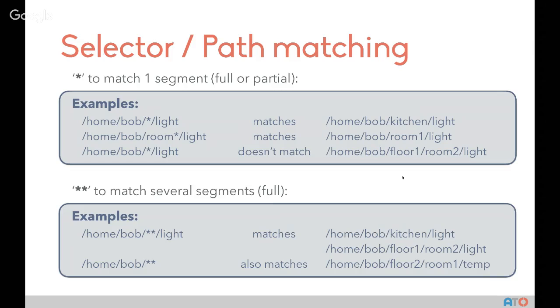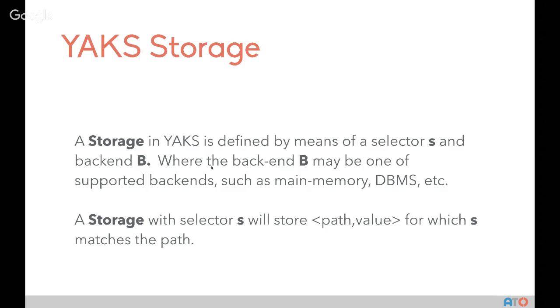So just a quick slide on selector and path matching. The star and the star star, you may wonder why we have the two. The star is meant to match one segment, full or partial. So it means that, for instance, /home/bob/star/light matches /home/bob/kitchen/light. And it could be partial because, for instance, in the second example, we have room star that matches room1 segment. The star star is really for a recursion. So it means that with star star, you can match several segments and do recursive selection amongst the paths of your keys.